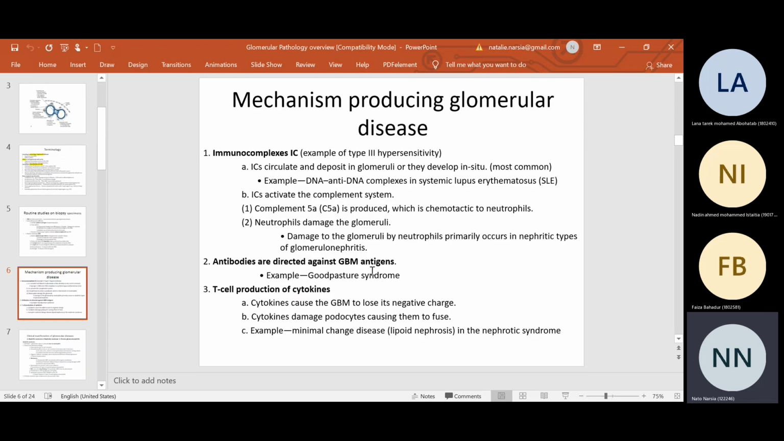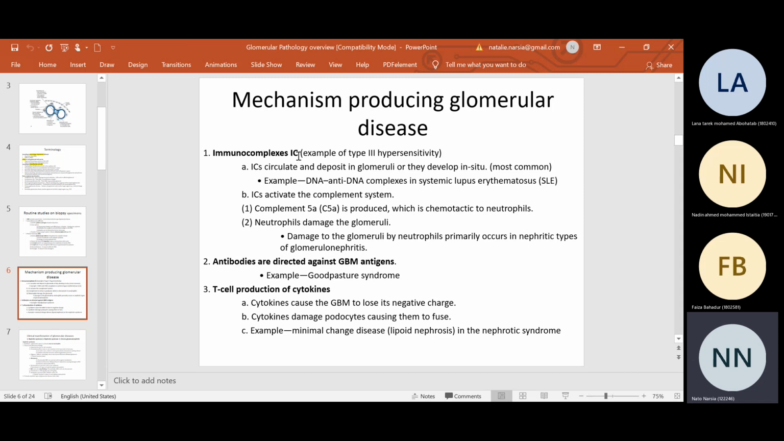Mechanisms producing glomerular disease. That is also a general principle, and I always pay attention to these basic principles, because if you understand basic principles, then it is very easy to memorize these disorders, because we have many glomerulonephritis disorders, and if you don't understand the principle and logic there, you will definitely get confused. So, mechanisms producing glomerular diseases.